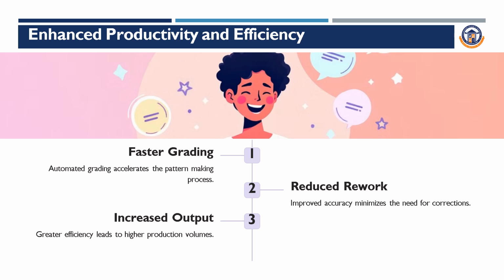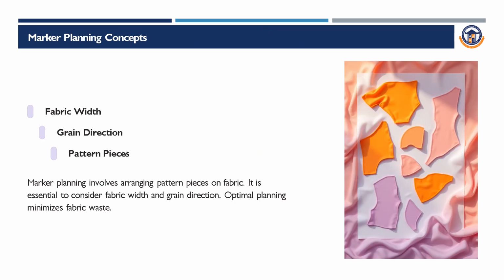Since the rework, aligning, arranging, and modification are done through the computer, it increases the output value of the product. Hence we get greater efficiency, which leads to higher production volumes.